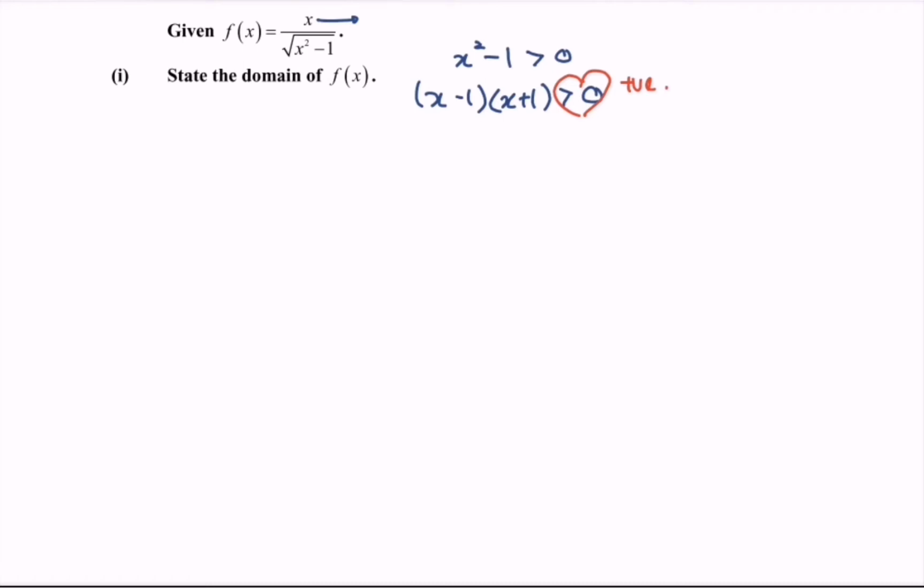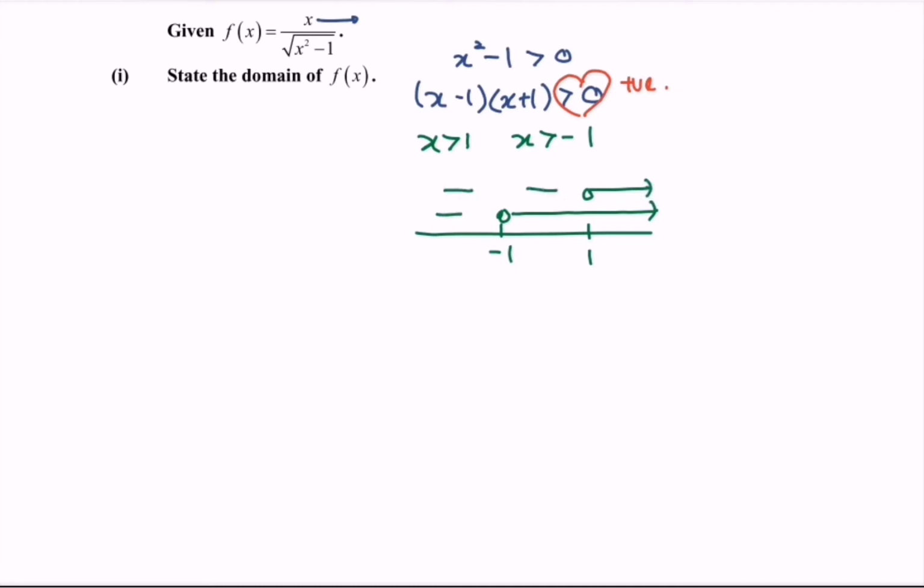Next, kindly split the situation: x greater than 1, x greater than negative 1. So illustrate the situation on the real number line. We have negative 1 and 1, with an empty circle and the region toward the right. Here we have negative, next positive, then negative and positive. By referring to the sign, we select the positive. So the domain for the function f would be negative infinity until negative 1, where negative 1 is not included, then from 1 until positive infinity, where 1 is not included.